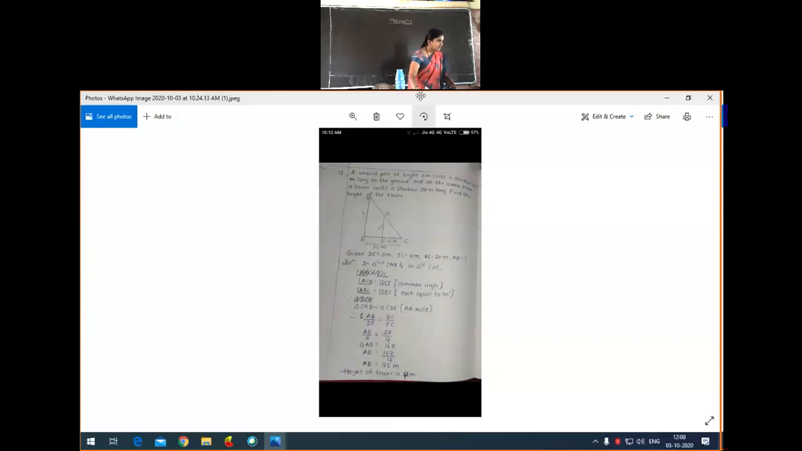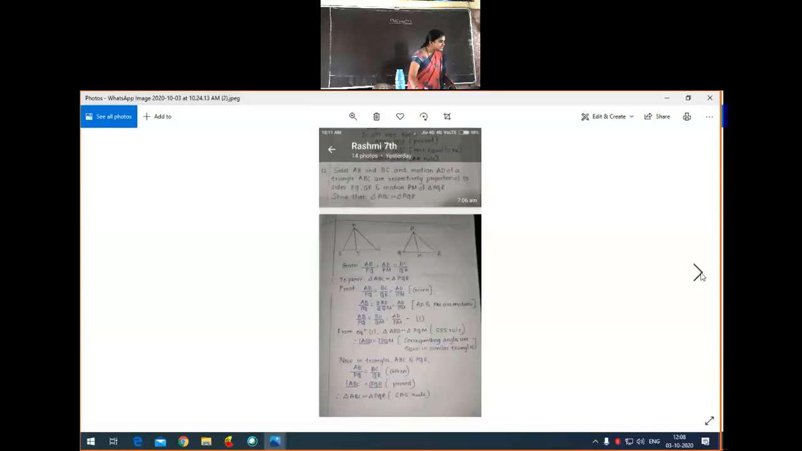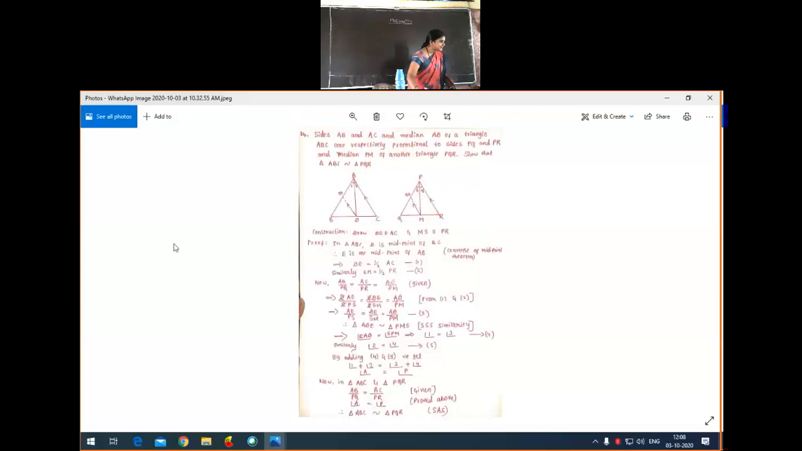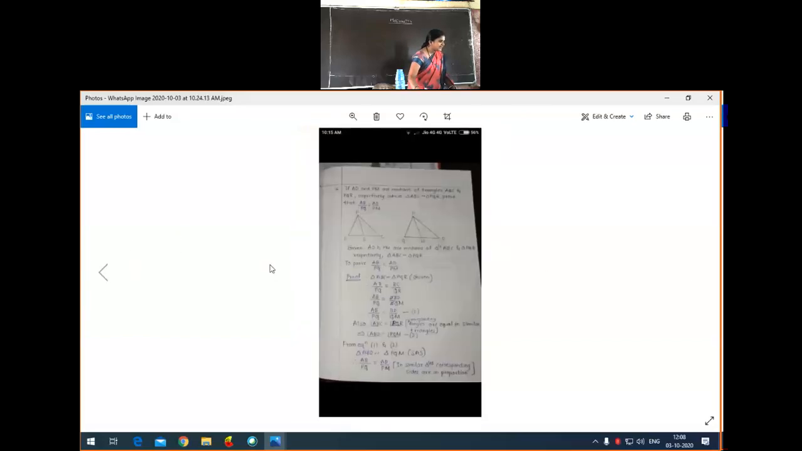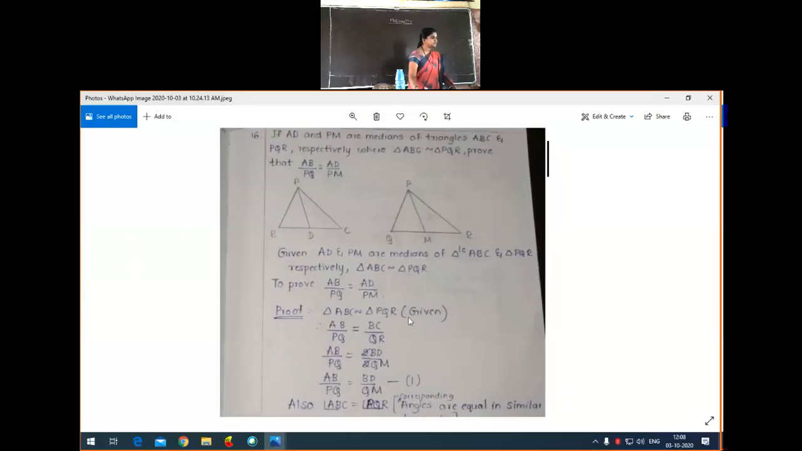Now we have one last question, we will end fast. Tomorrow, in the sense Monday, we have to discuss one more new theorem. This triangle chapter is a theorem chapter. Okay, here we have the last question.